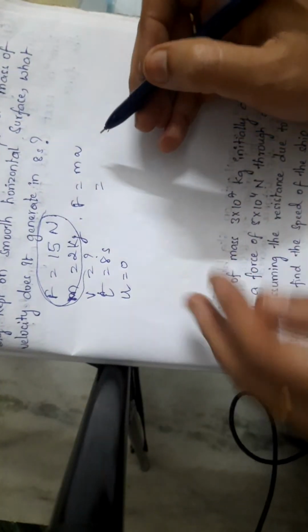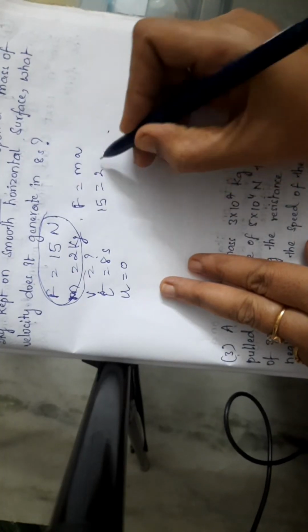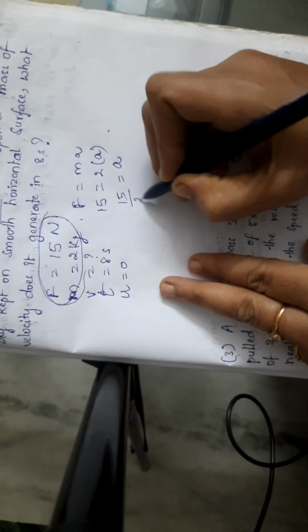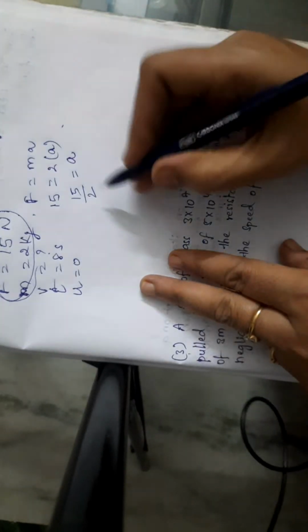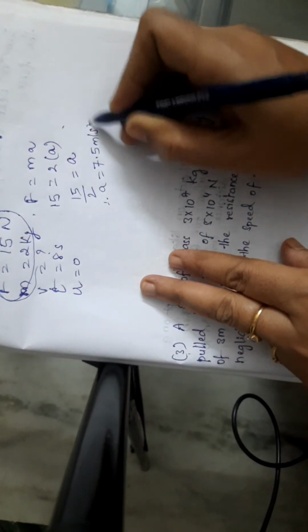Now here force is given 15, mass is given 2. We need to find out acceleration. Thus acceleration is 15 by 2. So acceleration is 7.5 meter per second square.